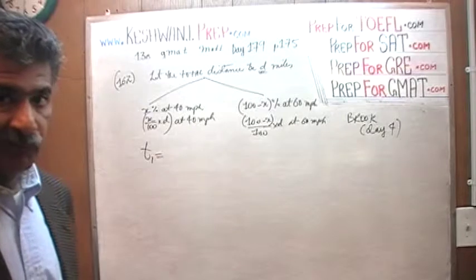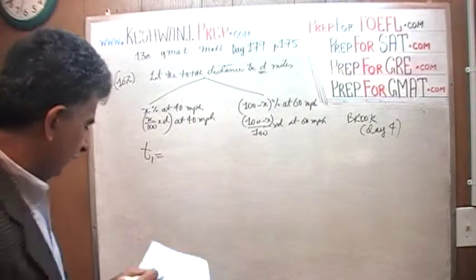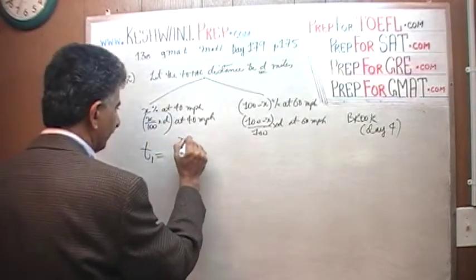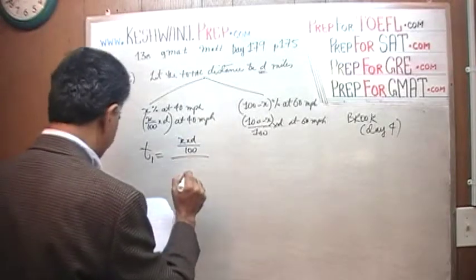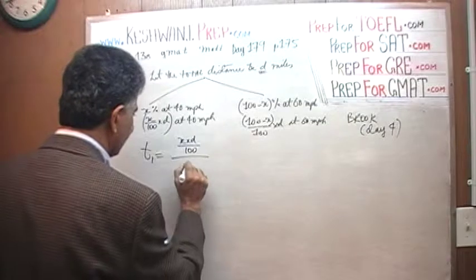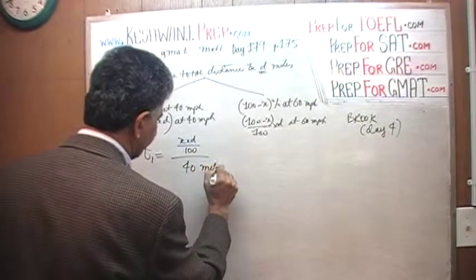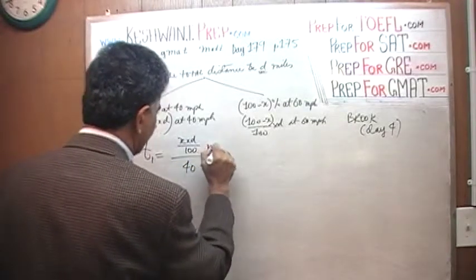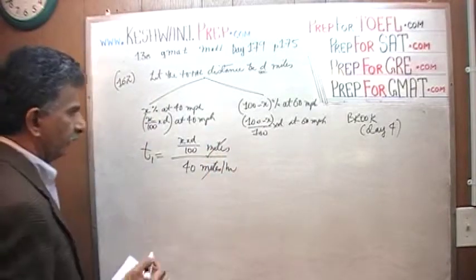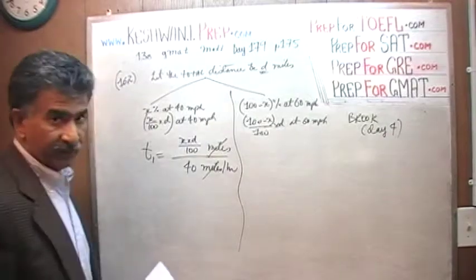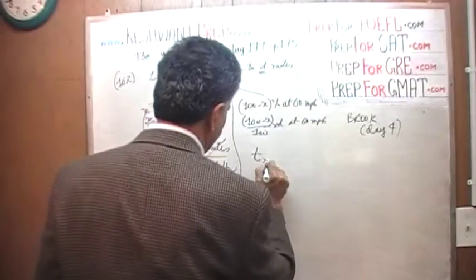it will take for the first leg of the journey, the first half of the journey, is simply going to be this distance, x times d over 100, divided by the speed, which is 40 miles per hour. And this is the amount of miles. As you can see, the miles are going to cancel out and the hour is going to end up on the top. That's the time it takes for the first half of the journey.